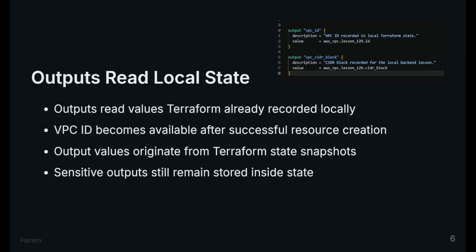Outputs do not discover infrastructure directly. They read values Terraform already knows after apply. The VPC ID comes from state after provider creation succeeds. The outcome is a visible local state fact for later inspection. Sensitive values would still exist inside state if recorded.